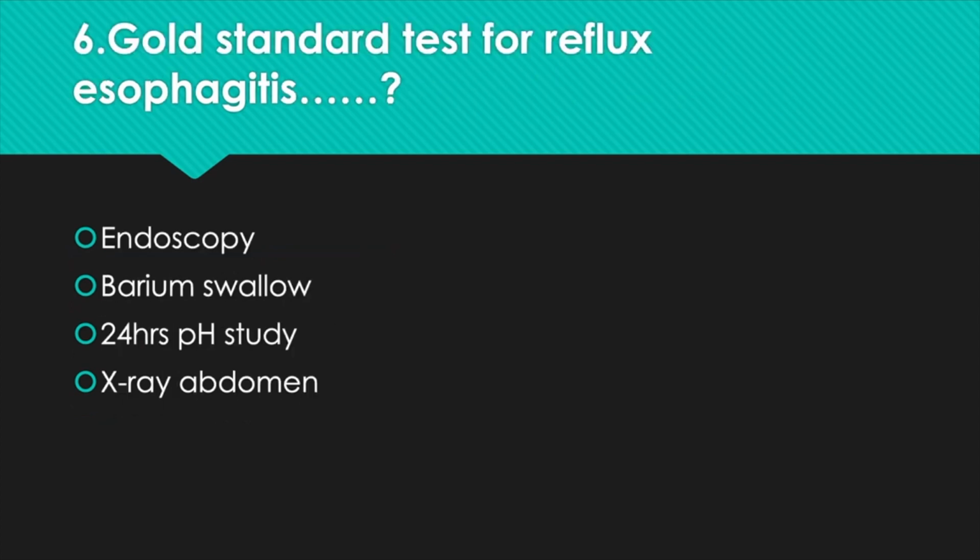Gold standard test for reflux esophagitis: option A, endoscopy; option B, barium swallow; option C, 24 hours pH study; option D, X-ray of abdomen. Answer: option C, 24 hours pH study.